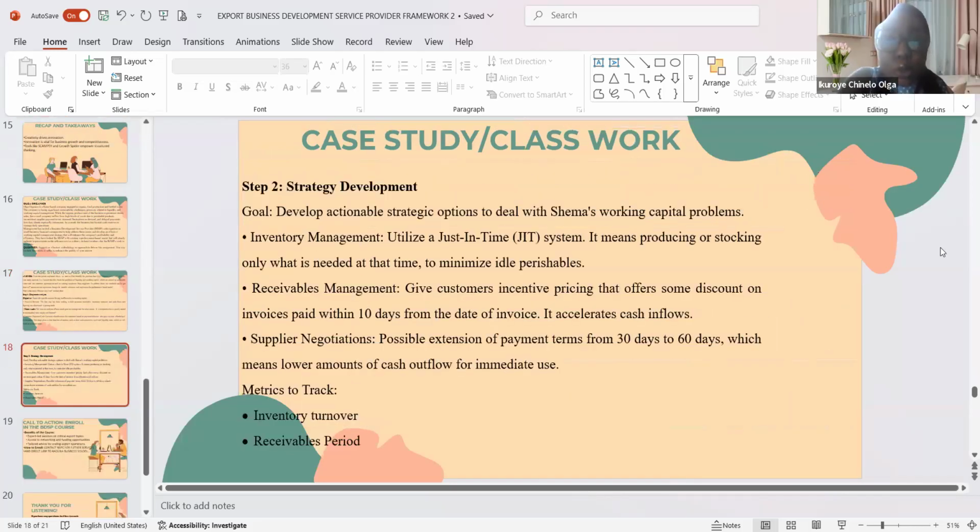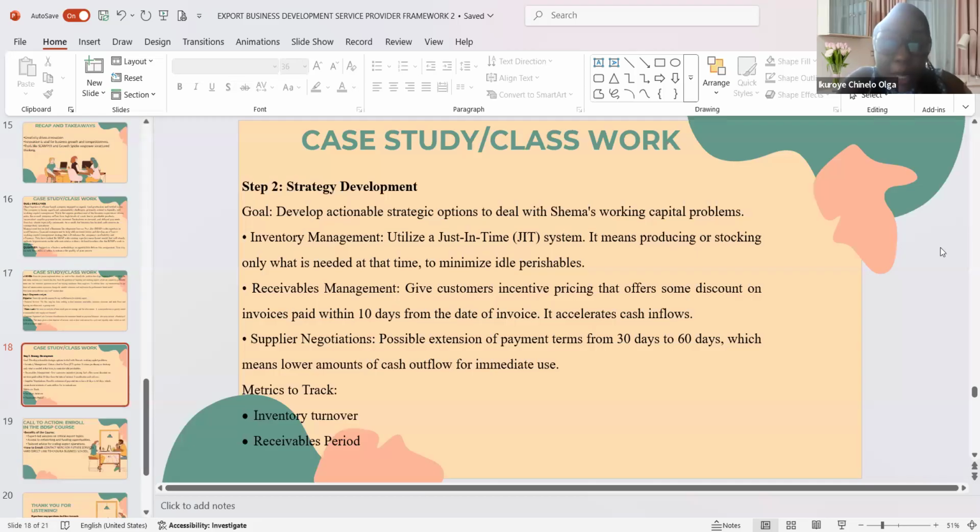Step 2, you can put in the strategy development, and the goal is to develop actionable strategic options to deal with the company's working capital. I don't know how many of us have heard of operations management. There's something called just in time. It means that you produce or stock only when it's needed, to minimize idle perishables. Don't just go and overstock when you don't have food to give it to.